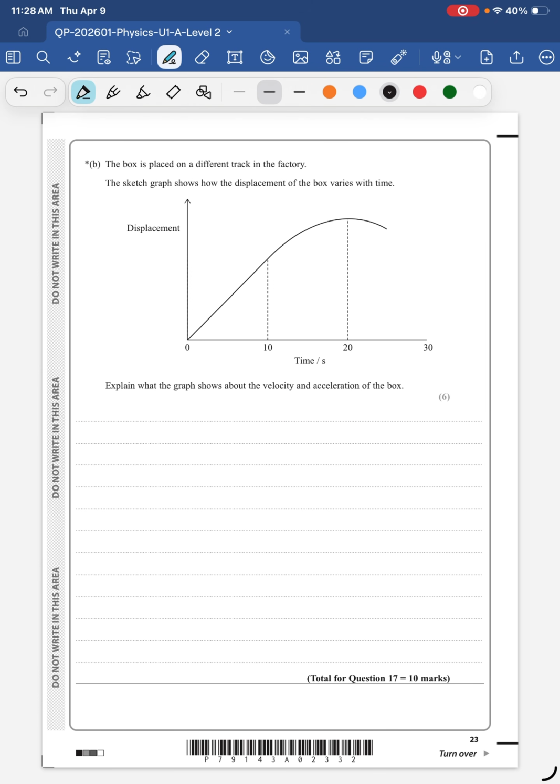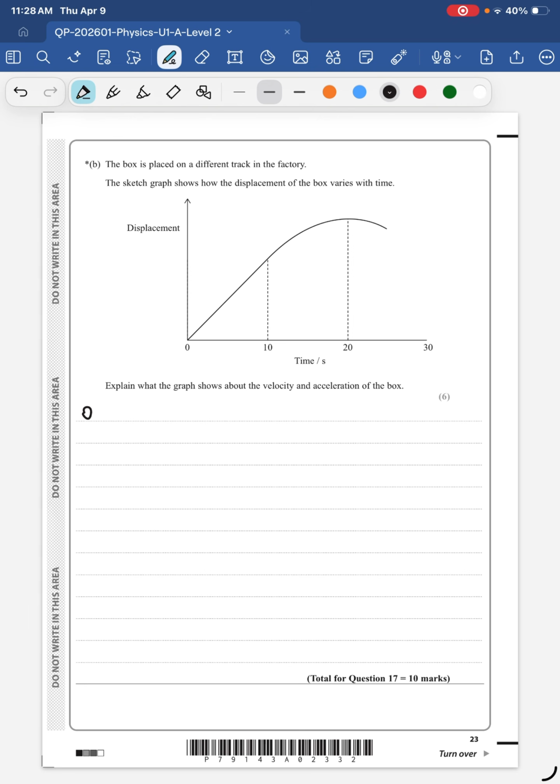Part B, it's a long writing problem. The box is placed on a different track in the factory. The sketch graph shows how the displacement of the box varies with time, so displacement and time. Explain what the graph shows about the velocity and acceleration of the box. Okay, so we're going to split our answer into 3 parts.